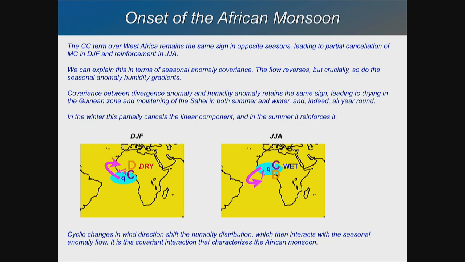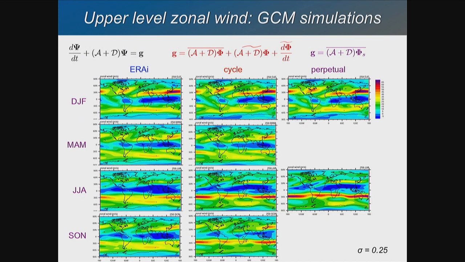And so cyclic changes in wind direction shift the humidity distribution. This is the onset of the African monsoon. And that then interacts with the seasonal anomaly flow. And it's this covariant interaction that characterizes the African monsoon. As I say, I'm still getting to grips with that. But let's just step back now and look at a validation of this model with an annual cycle.